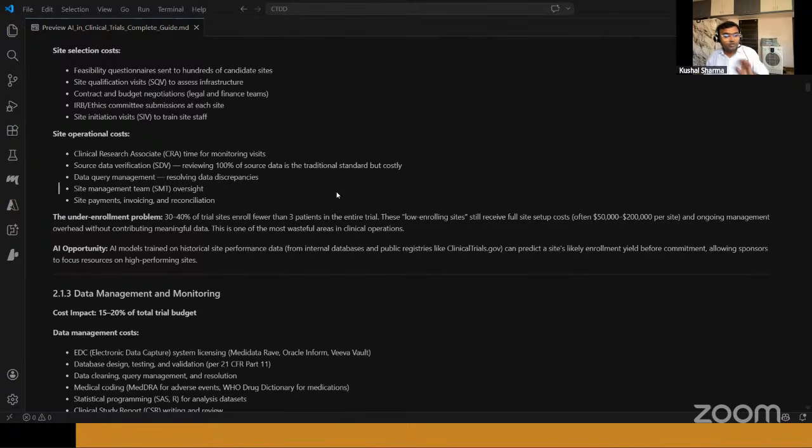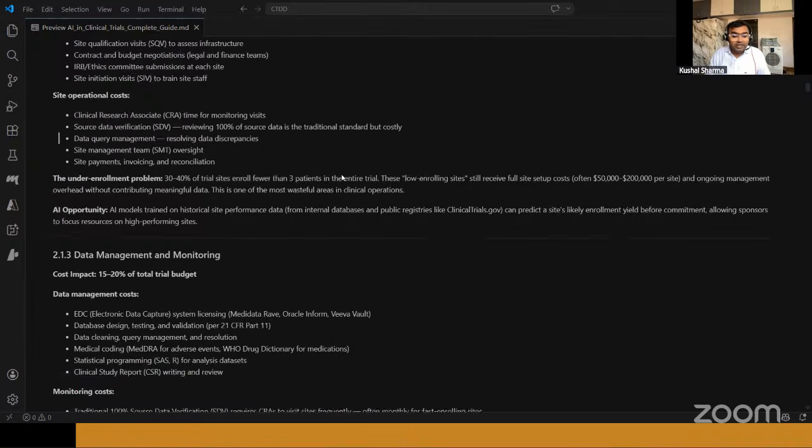What is the AI opportunity here? AI models trained on historical site performance data from internal databases and also public registries like clinicaltrials.gov can predict a site's likely enrollment yield before commitments. So this will allow the sponsors to focus resources on high-performing sites.